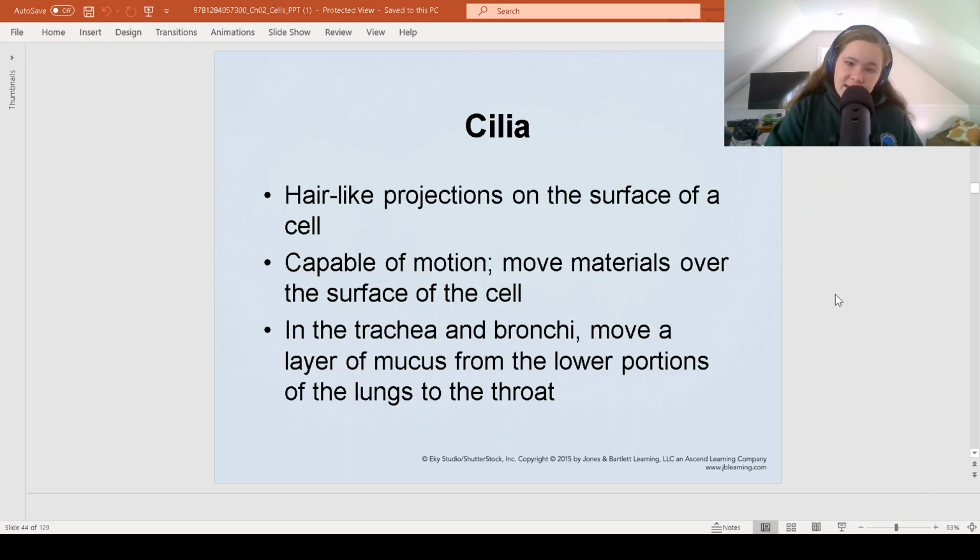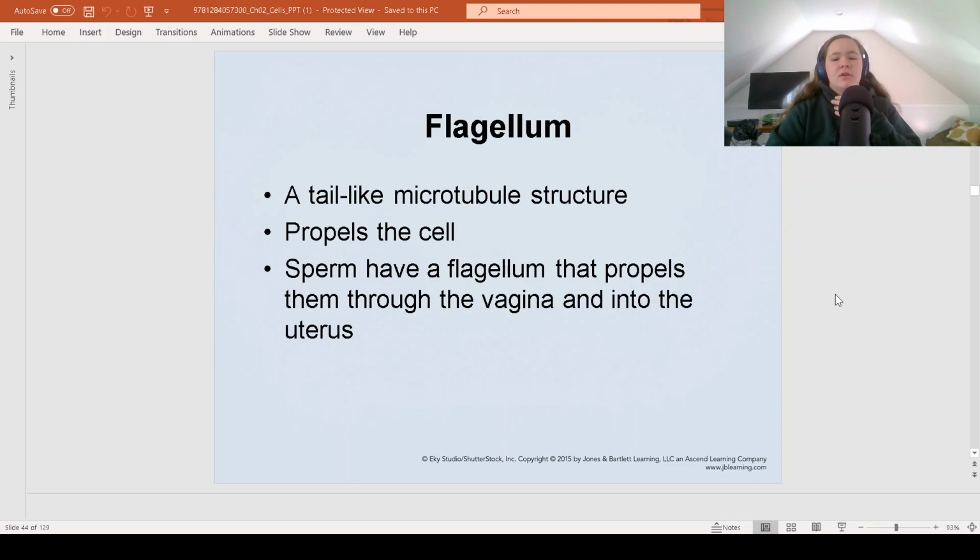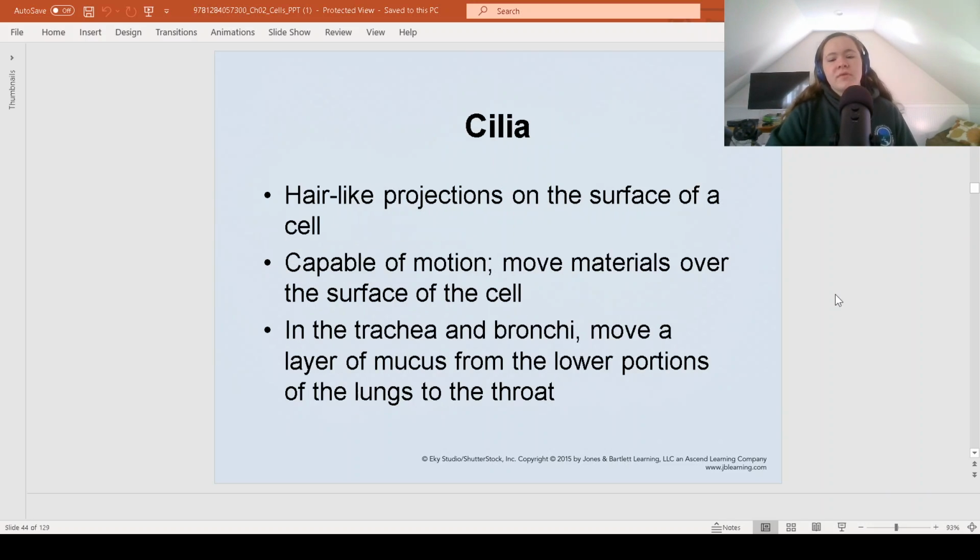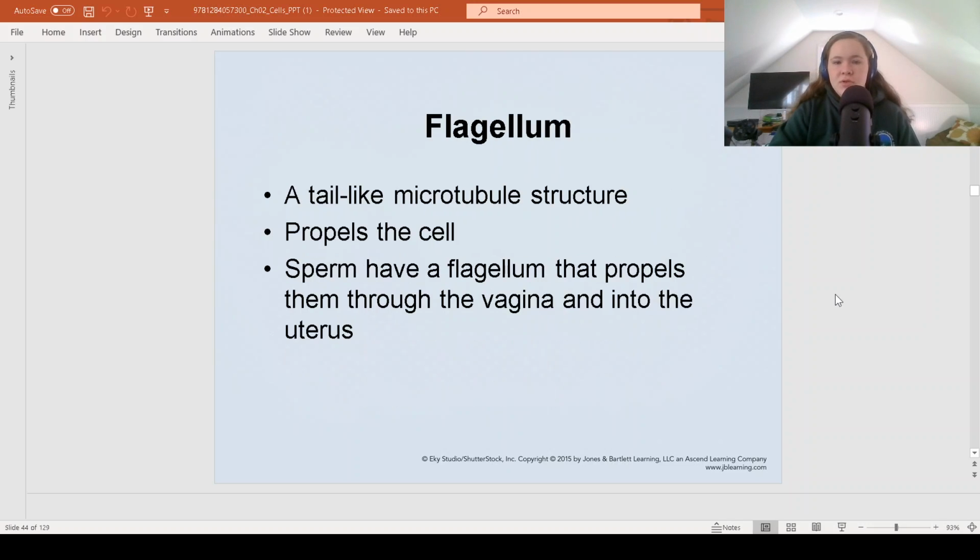Cilia are hair-like projections on the surface of a cell. Capable of motion, they move materials over the surface of the cell. In the trachea and the bronchi, in your throat area, they move a layer of mucus from the lower portions of the lung to the throat.